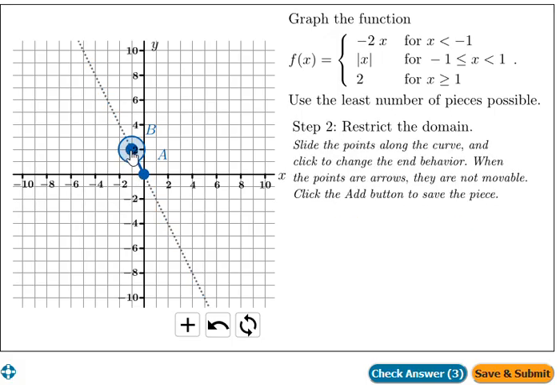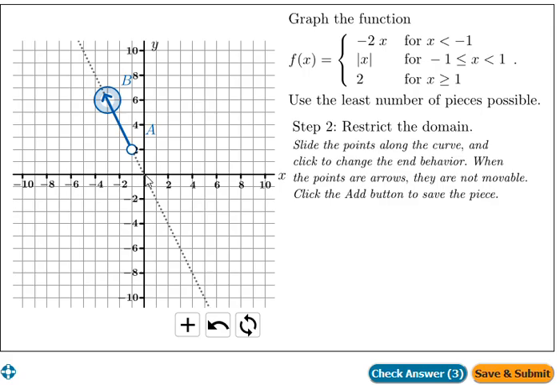Now let's move it a little bit more. And this one, do we still have some of this? No, because it's less than -1. So we move it there. We have an open dot. Here we have an arrow. Okay, let's double check that.